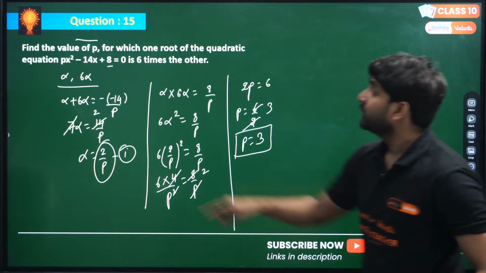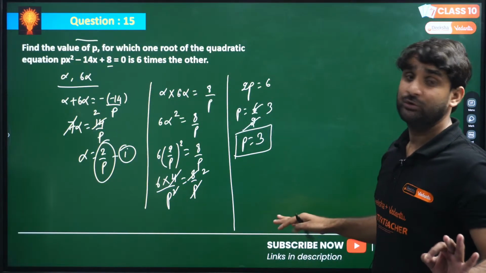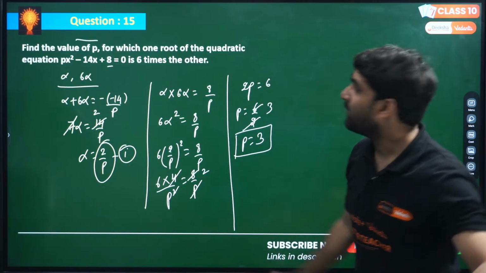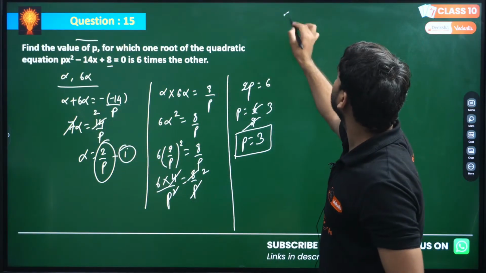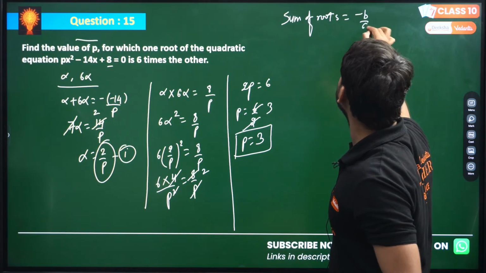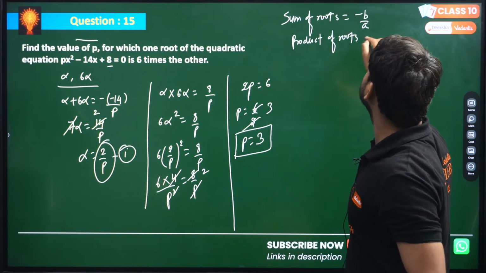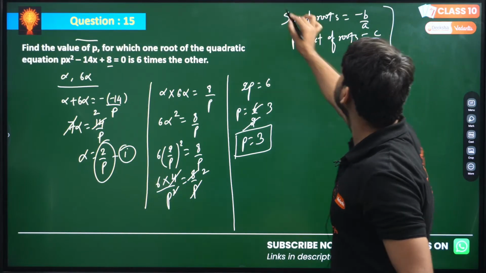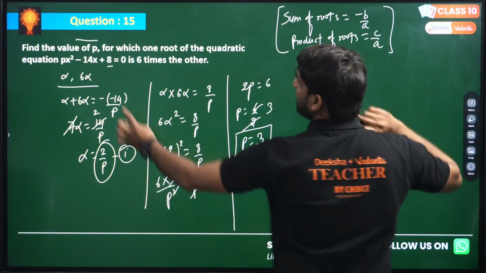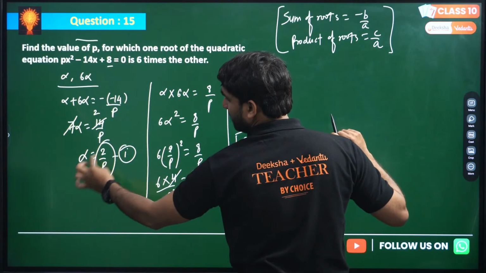Very easy question. Find the value of p for which one root of the quadratic equation is 6 times the other. So I have supposed the first root is alpha, so the other root will be 6 alpha. Now I have applied sum of roots. You all know this formula, minus b by a, and product of roots is called c by a. So I have applied just these two formulas. Sum of roots alpha plus 6 alpha equals minus b by a, minus 14 by a, which is p. So we got alpha equals 2 by p.